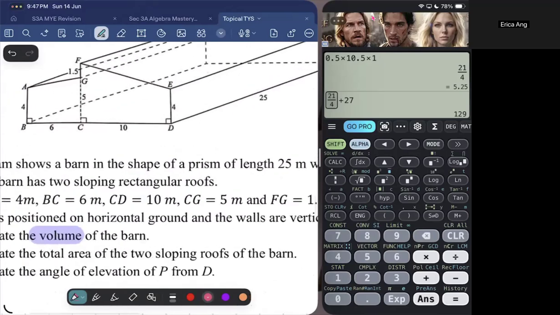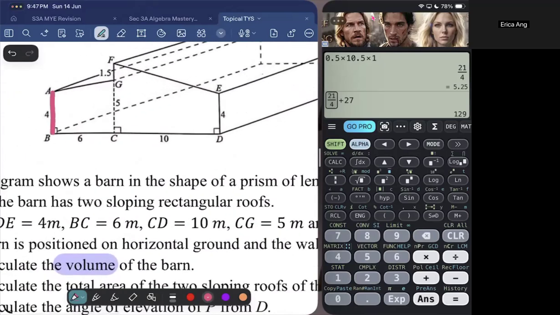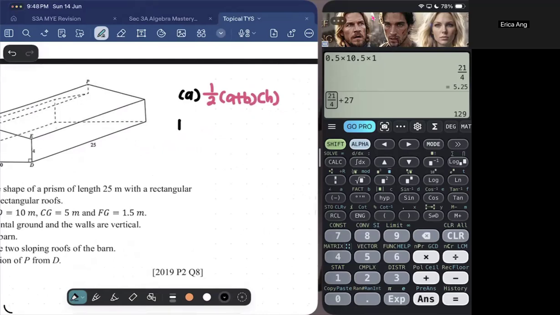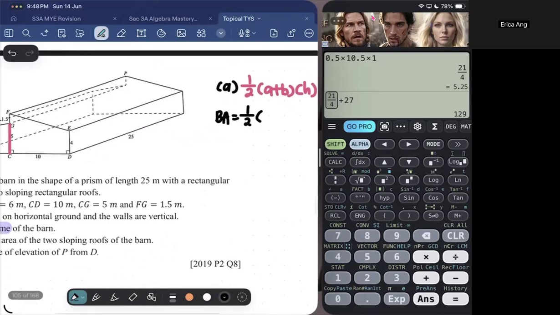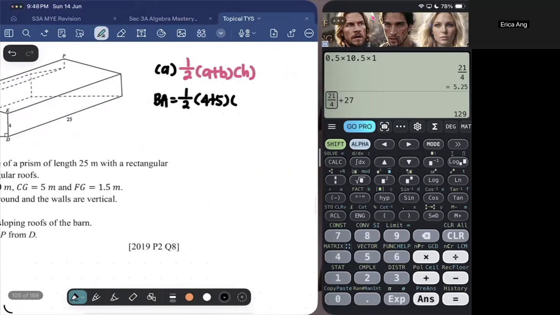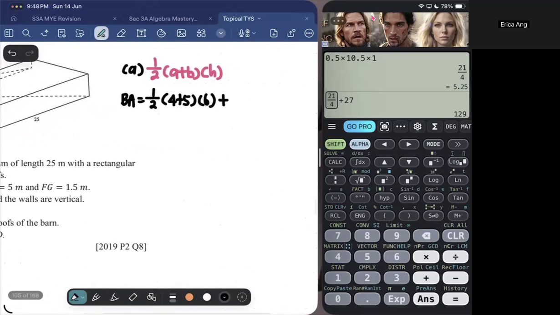Okay, so your parallel sides. For this one, the parallel sides are 4 and 5. Can see? Okay, so I'm going to do both of the base areas together, can? My first trapezium: half, then the sum of parallel sides is 4 plus 5, then my height is the perpendicular, which is 6. So this is my first one.